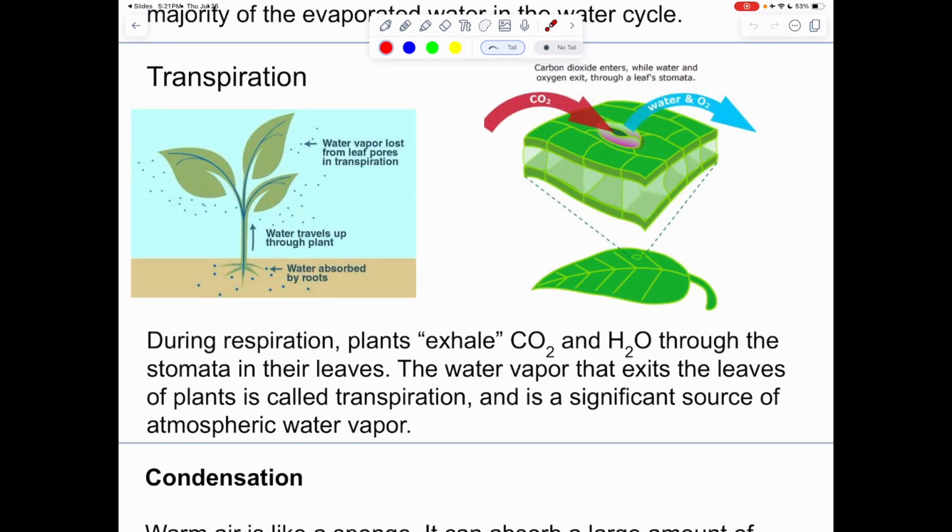Anytime a plant goes through respiration, it's going to exhale CO2 and H2O. So all that's part of what is leaving in that transpiration process.